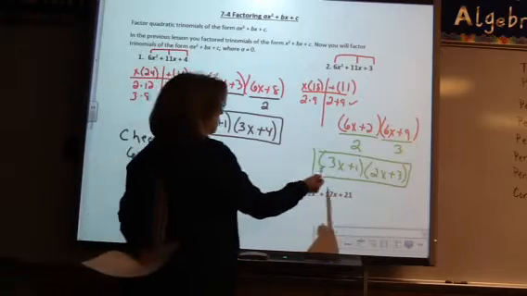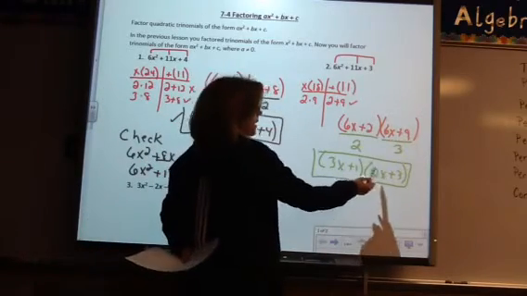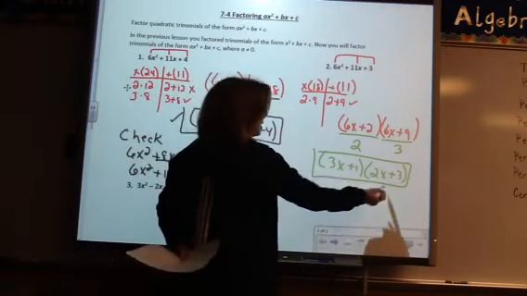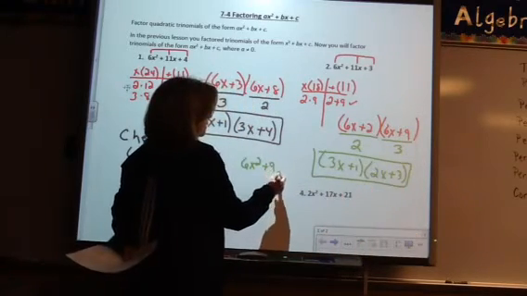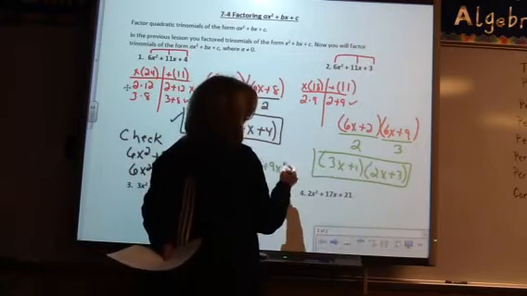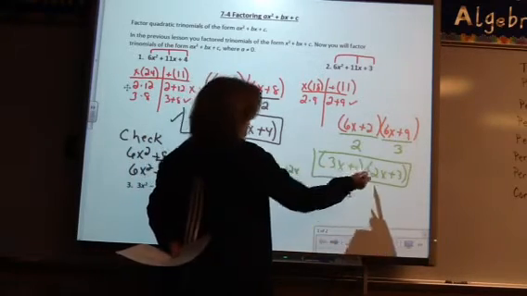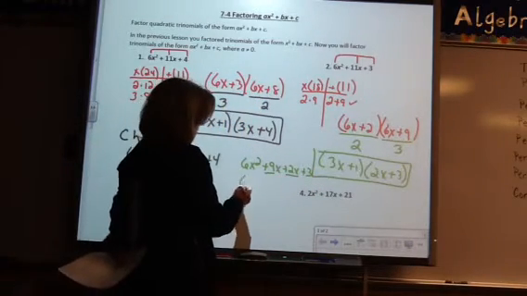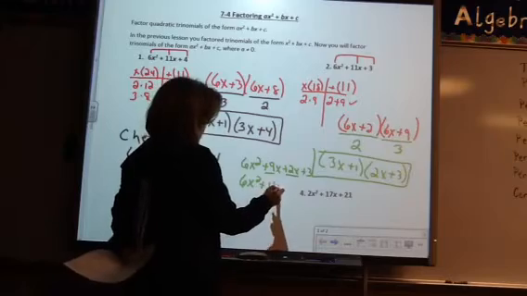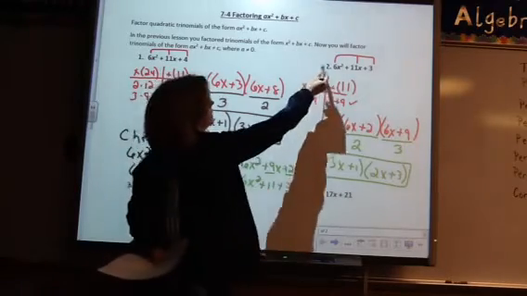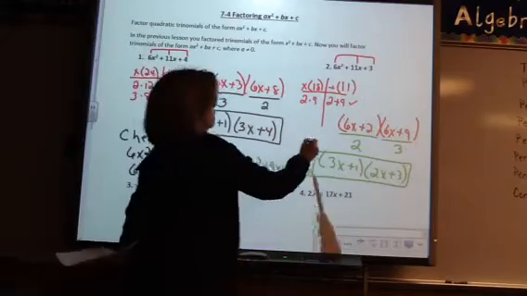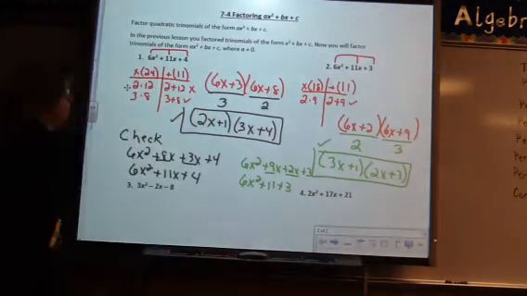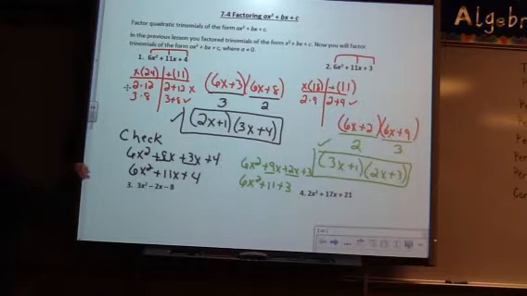Okay, I'm going to check it right here. 3x times 2x, 6x squared, 3x times 3, 9x, 1 times 2x, 1 times 3. Simplify the 9x and the 2x. And you notice we get the same thing as this trinomial. So I know my answer is correct. All right, let's do another one.